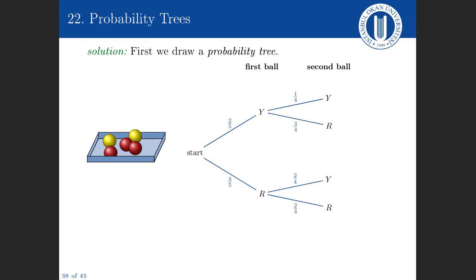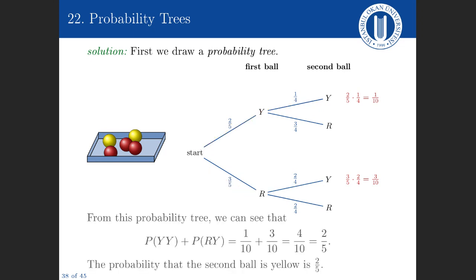And along each of these branches of the tree, we can multiply the probabilities together. We're interested in the probability that the second ball is yellow. If we have yellow, yellow, that's 2 over 5 multiplied by 1 over 4, or 1 over 10. Or we could have first red and then second yellow. The probability is 3 over 5 multiplied by 2 over 4, or 3 over 10. The probability of going this way is 1 over 10. The probability of going this way is 3 over 10.